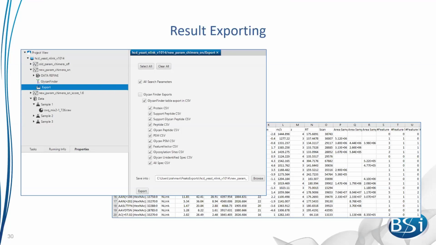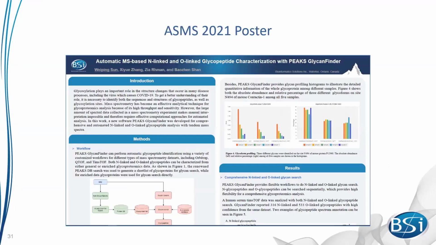So basically, this is our software GlycanFinder. It's a PIX tool built on the PIX platform, and we have similar user interfaces, so it will be very easy to operate if you are already familiar with PIX Studio. For those who are interested, we have a relevant ASMS poster. It's a virtual poster, where we put some introduction and findings.